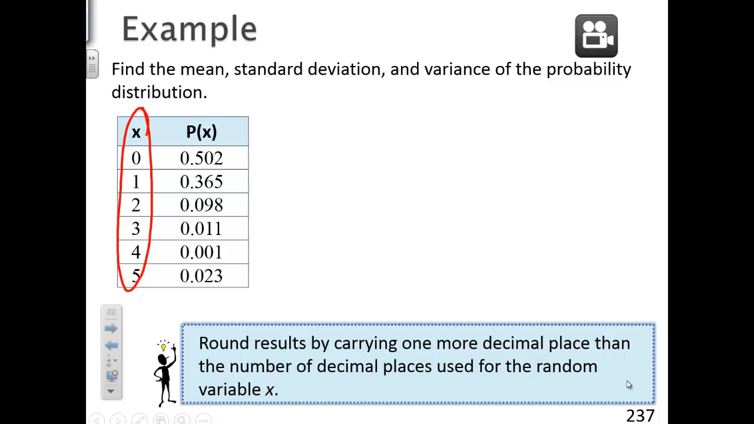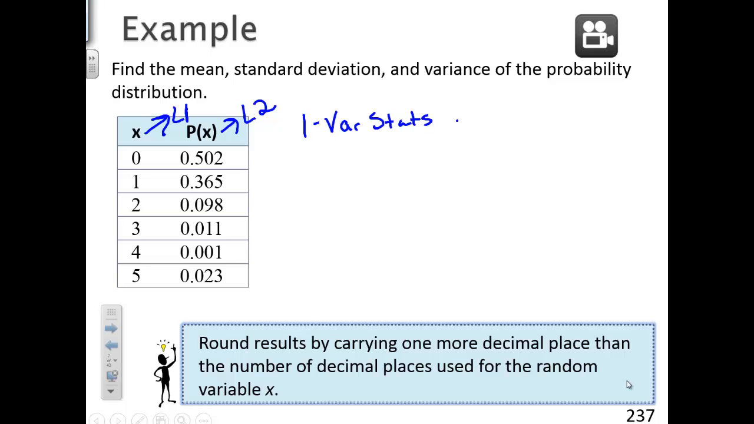So what we're going to do is use the one variable stats function. We're going to take our x values and store them in L1. We're going to take our probability values and store them in L2. Make sure you list them in your calculator just as they're listed in the table, so that you get the right correspondence between the x and its probability. Once you have those stored in your calculator, you're going to run a one variable stats for L1 and L2.